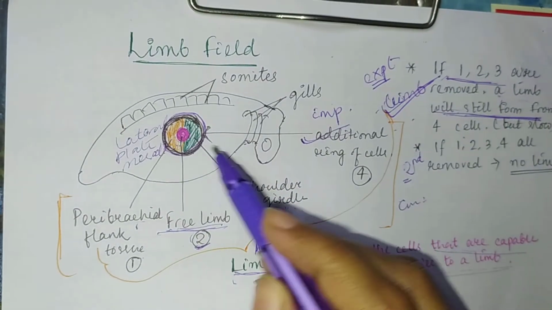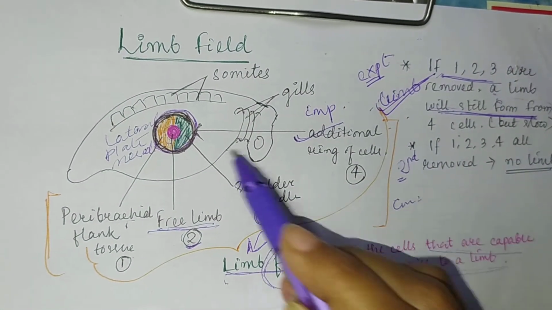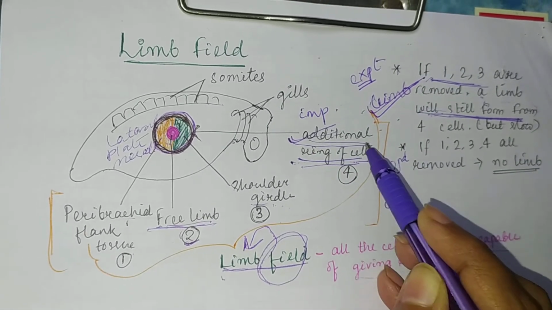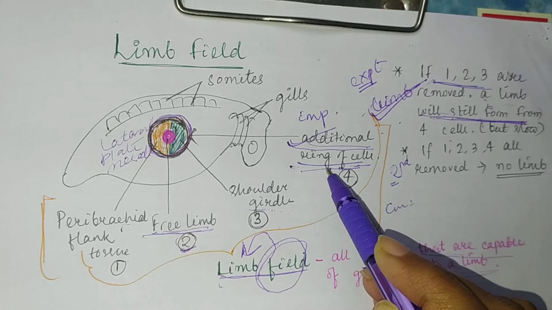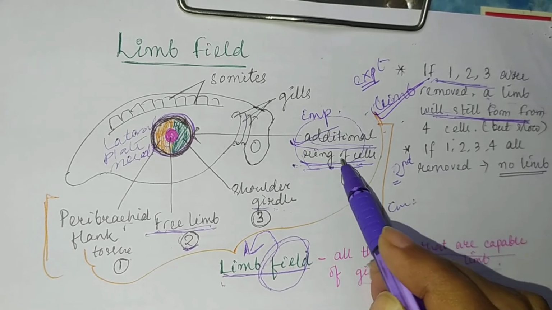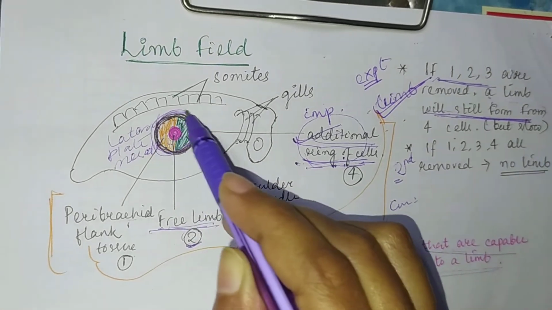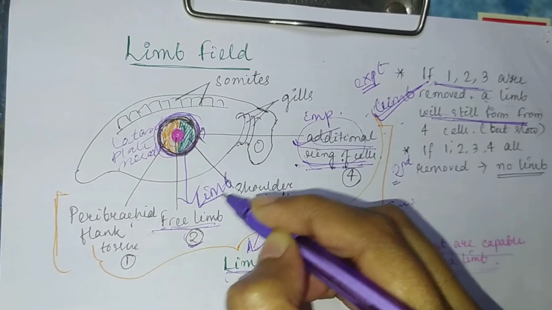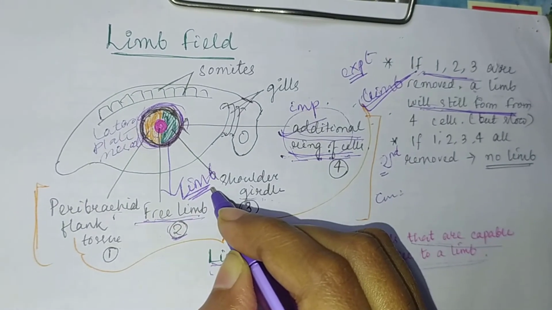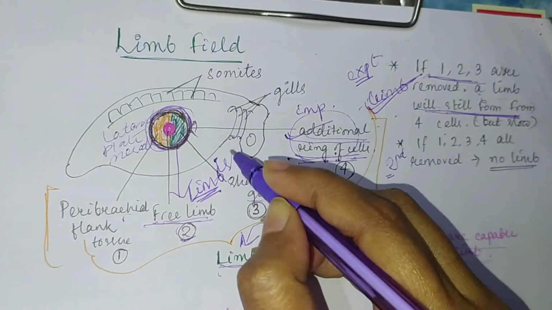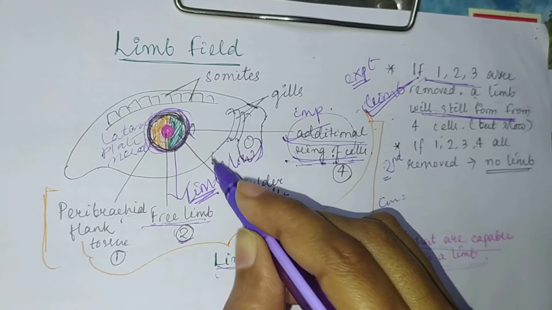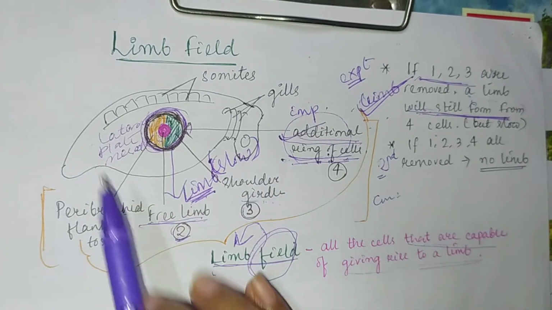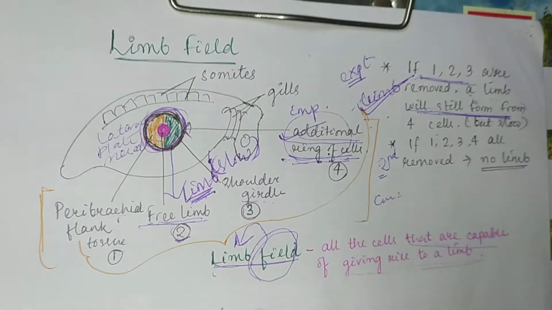How? Because of this additional ring of cells. Here, this additional ring of cells plays the important role. And this additional region gives rise to a functional limb. They are capable of giving rise to a functional limb. But this will be a slower development. Okay, this limb will develop very slowly as compared to the normal scenario.